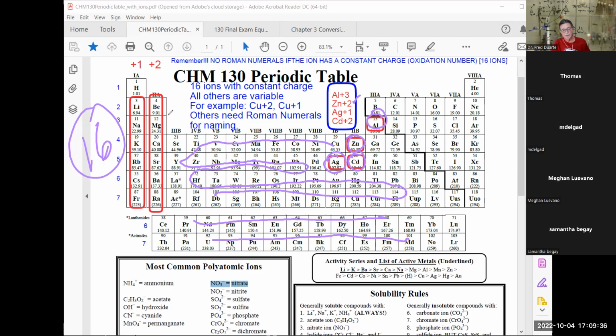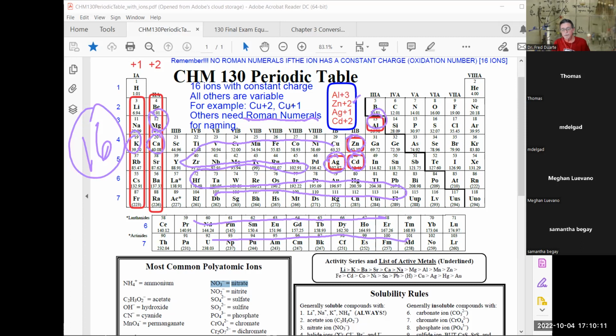And if you're asked, what's the charge of magnesium? +2. Calcium, +2. Potassium, always +1 of the ion. Aluminum, always a +3. So there's 16. I think I told you this, I call these the sweet 16. That's important. Why? Because when we get to naming compounds, if the compound does not belong to the sweet 16, then to identify what metal we are using, we have to use Roman numerals.